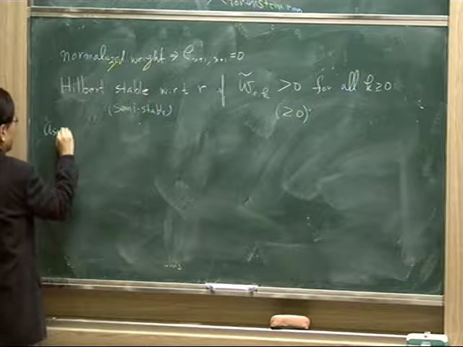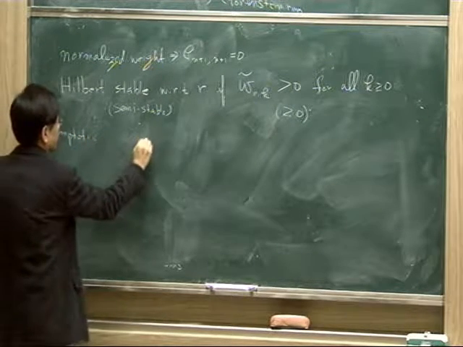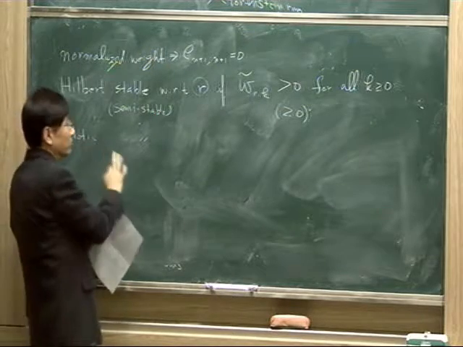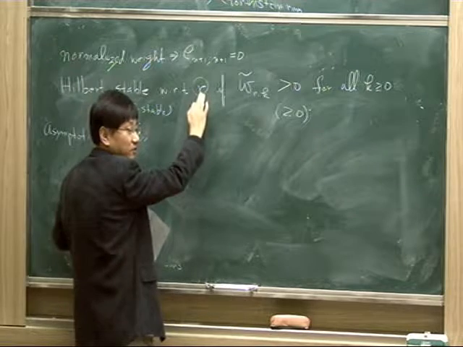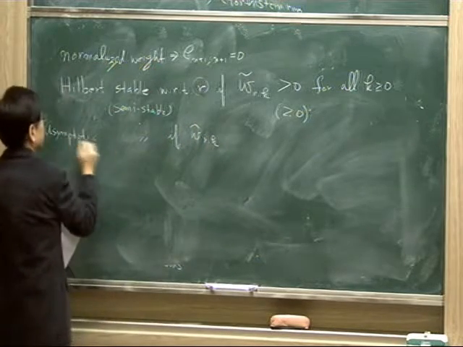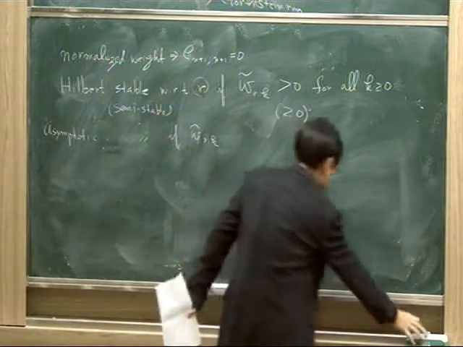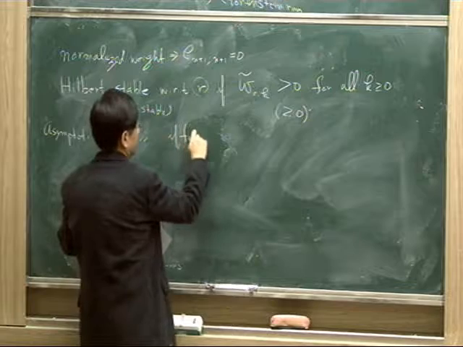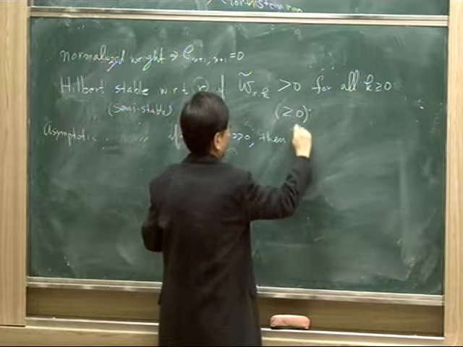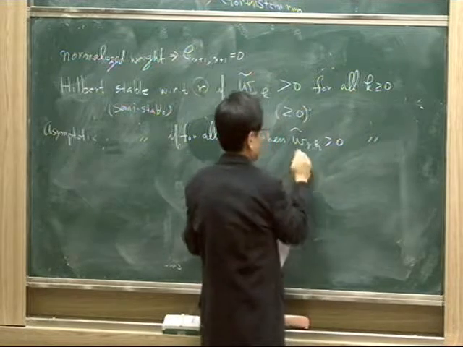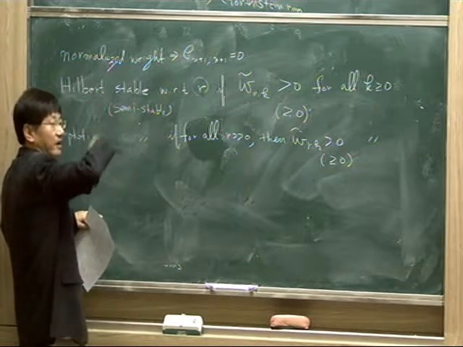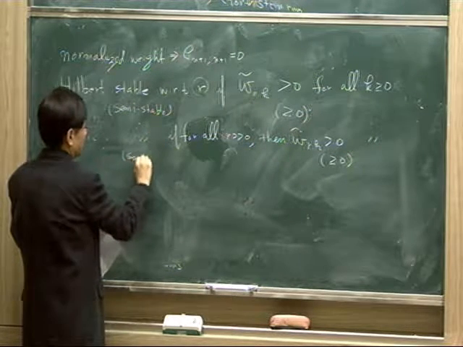And the asymptotic Hilbert stable means, in this case this depends on this R. But asymptotic Hilbert stable means that this is true when R is sufficiently large. So if for all R sufficiently large, this one is true. So then omega RK is positive for all K non-negative, then it's called asymptotically stable. It means Hilbert stable when R is sufficiently large, and semi-stable means that it is non-negative.